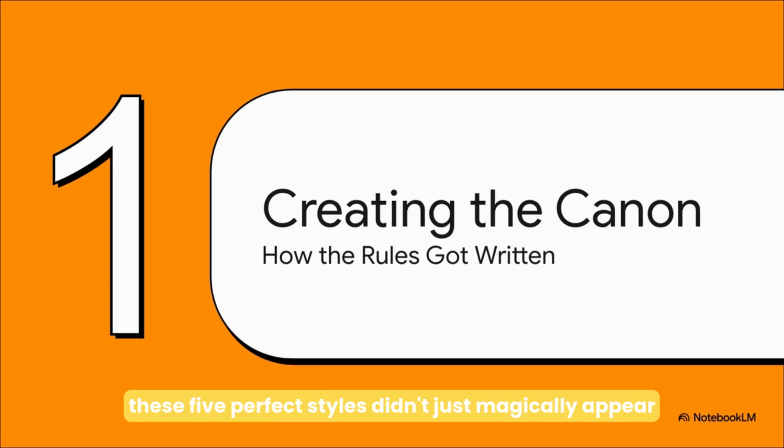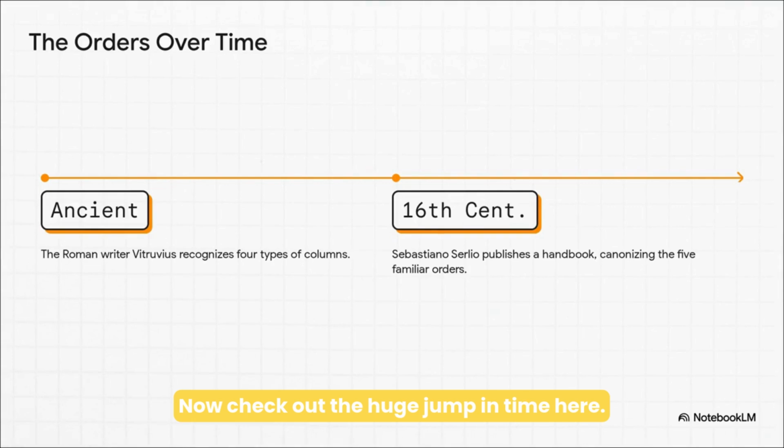But you know, these 5 perfect styles didn't just magically appear one day. They had to be defined, organized, and written down into an official set of rules. It's a process called canonization, and it's a really fascinating story of how a handful of ancient ideas became the unbreakable rules of architecture.